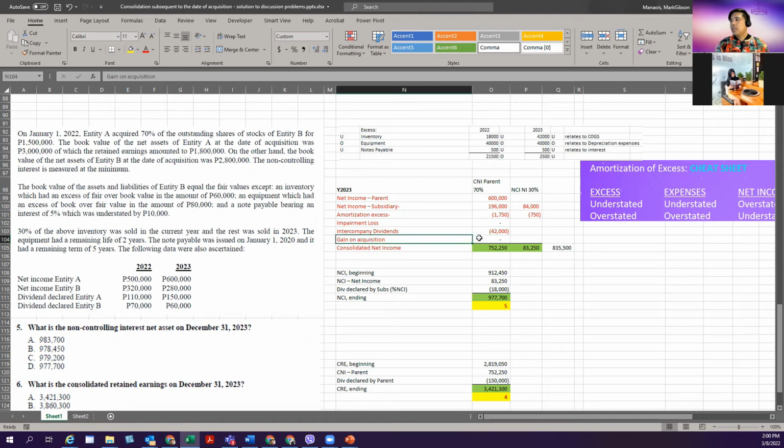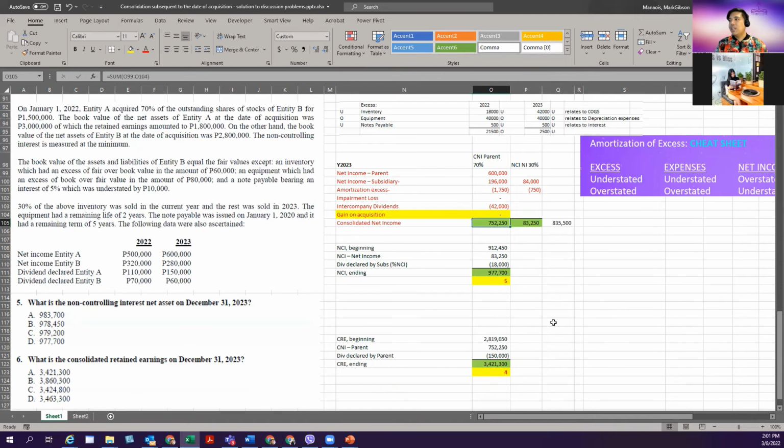Ito na, pansinin mo class, gain on acquisition. So sabi natin kanina, gain on acquisition should only be recorded once, the year of the acquisition. So this time kasi, this is year 2 na, so therefore, there's no gain on acquisition to record. Okay? So get the sum para makuha mo yung consolidated net income. Pero hindi yun yung question. So puntahan ngayon natin yung requirement.